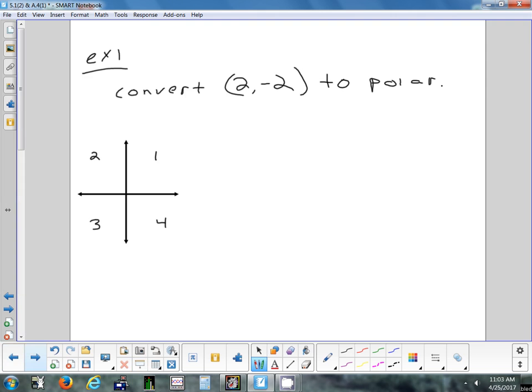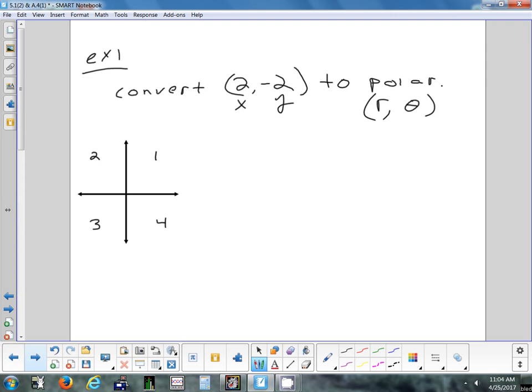All right, so first one they give us is 2, -2. And we know that it's rectangular because they're saying convert to polar. So Michael, if that's in rectangular, what letter is the first number? X. That's my x, and the second one? Y. So when I'm done, I want r and theta. Okay, so first step, figure out the quadrant.